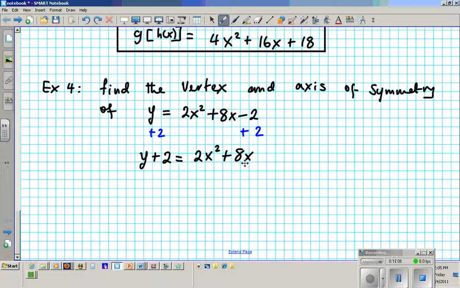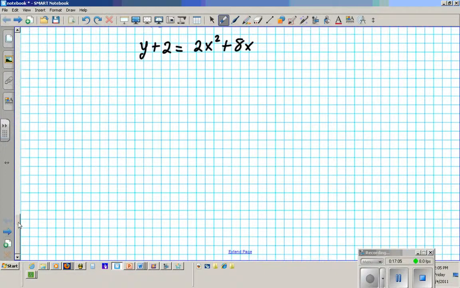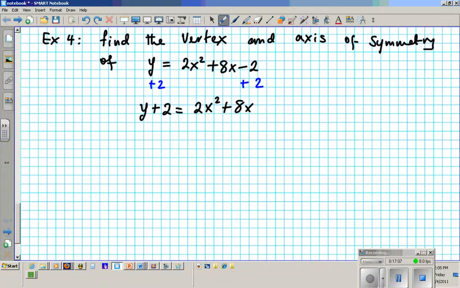Now we need to make this a perfect square, so I can root it. So I need x squared by itself. So this 2 needs to be factored out. So we have y plus 2 equals, you factor out the 2 by dividing these two terms by 2. Divide this by 2, divide that by 2. So you're going to have 2 times x squared plus 4x.